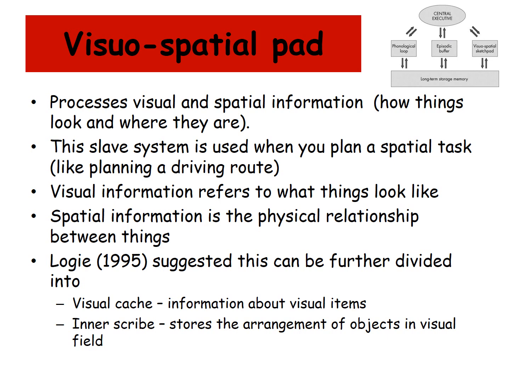This was the view taken by Logie in 1995: the visual cache, which is information about visual items. So a football is black and white, it's round, it's usually made of leather, etc. And the inner scribe, so that's the arrangement of objects in the visual field. So how does my classroom look? How does your bedroom look, etc.